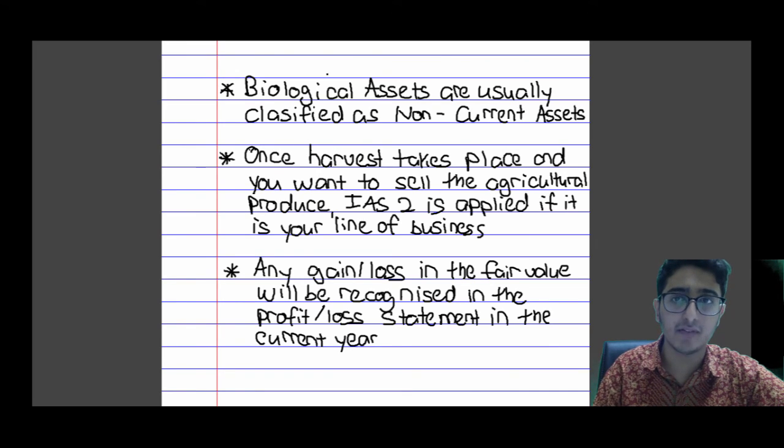The meat itself is an agricultural produce. But the line of my business is actually selling meat. Hence, if I want to sell the meat of the cow, IAS 2 is being applied here. The third note is any gain or loss in the fair value of biological assets will be recognized in the profit and loss statement in the current year itself.